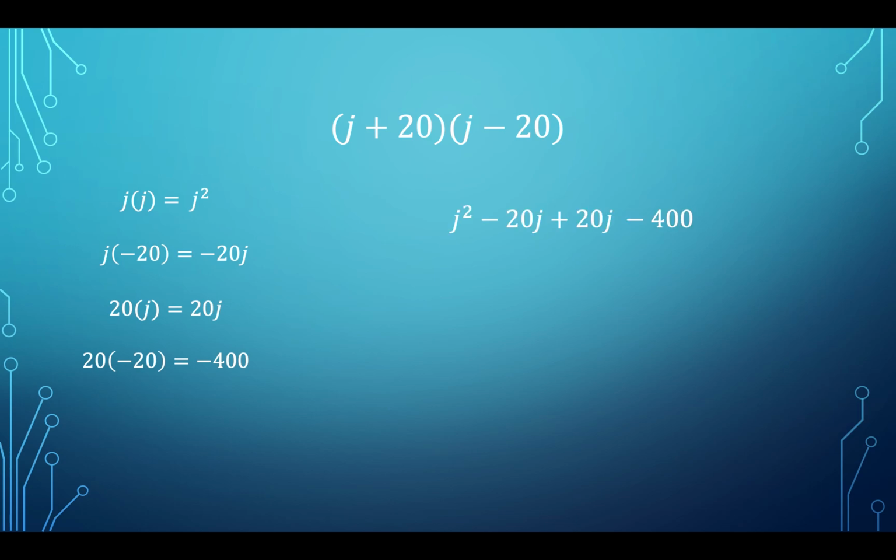So now we're left with j squared minus 20j plus 20j minus 400. Combine our like terms so that the 20j's cancel out, and we're left with j squared minus 400 as our final answer.